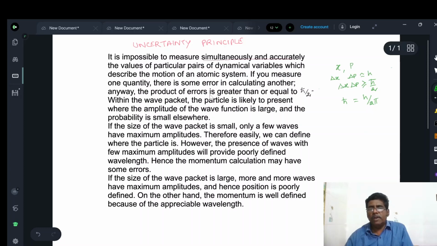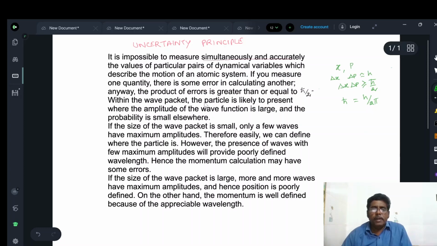Anyway, the product of errors is greater than or equal to h cross by 2. Delta x is the error in calculating position, delta p is the error in calculating momentum. The product of errors is greater than or equal to h cross by 2. Now we have to provide the optimum explanation for this statement. Now go to the next statement.